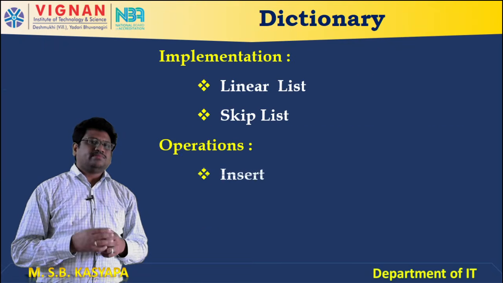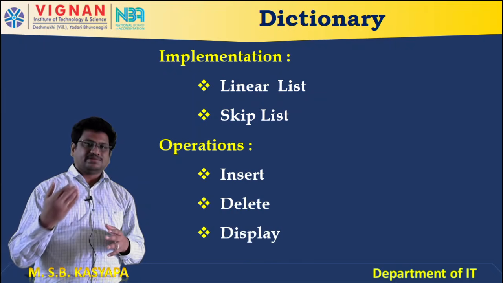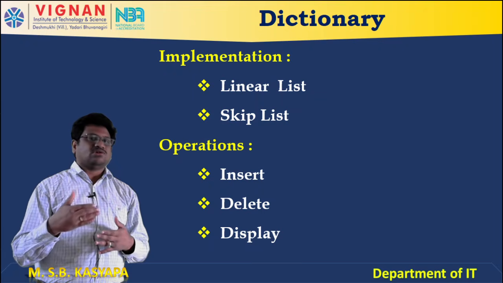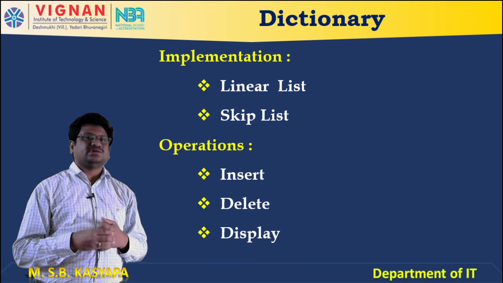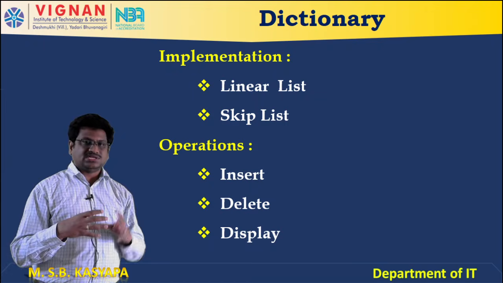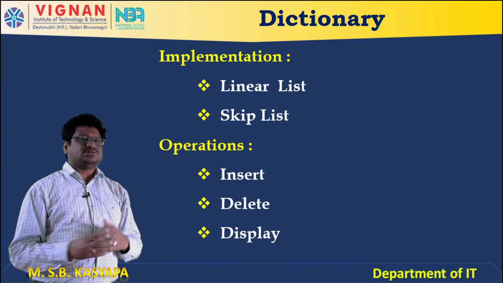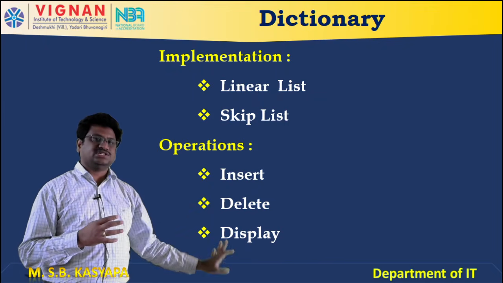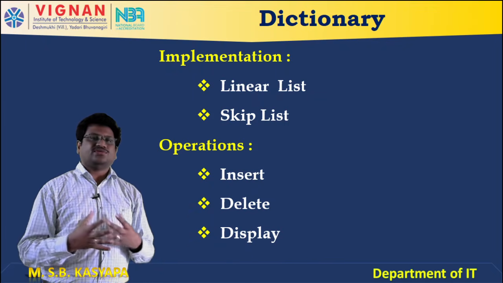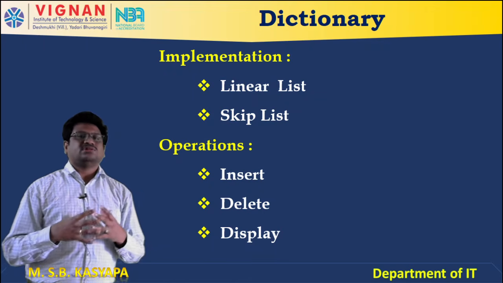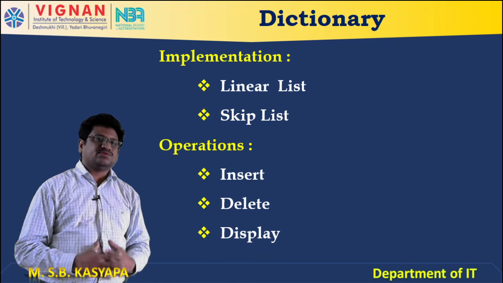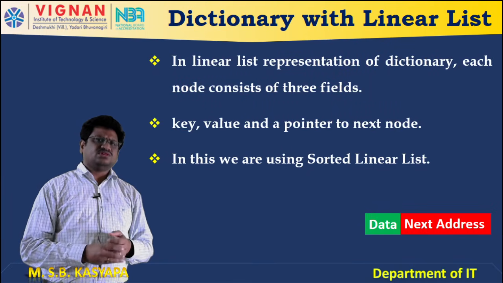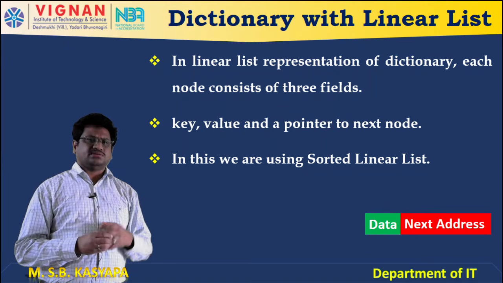Now the implementation, that means how you can represent dictionaries in programming. I'm especially talking about the C language. In this we can represent by using a linear list or skip list. So you know the operations. Every data structure contains the common operations: insertion, deletion, and display. Modification also comes under the operations, but the main operations we will treat are insertion, deletion, and display.